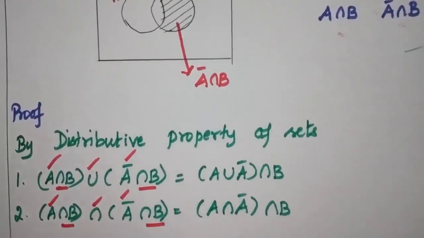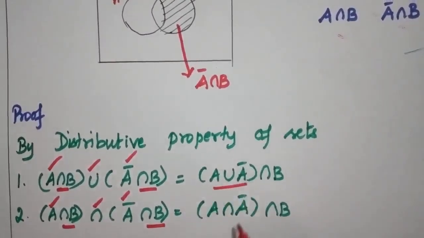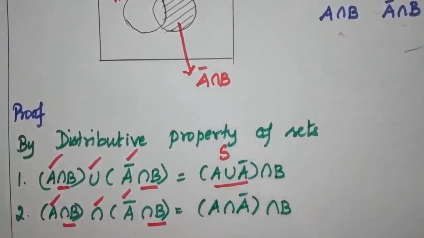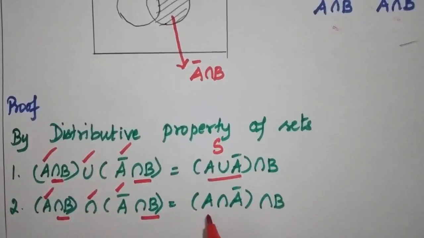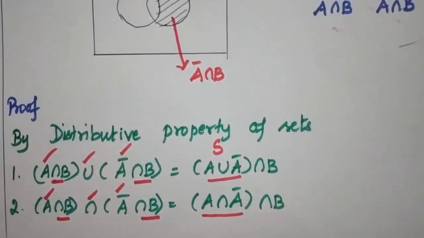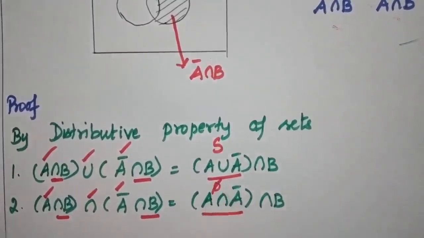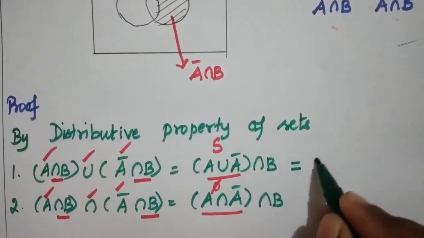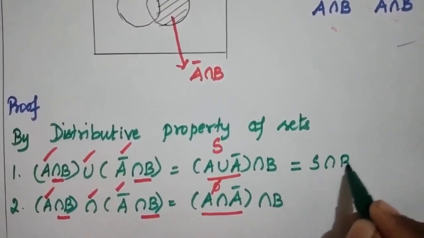So what's the value of A union A dash? So you already learned this one, isn't it? Its value is your sample space. Similarly, what's the value of this one? A intersection A dash is, you learned that is your null. Now you can write this as S intersection B.